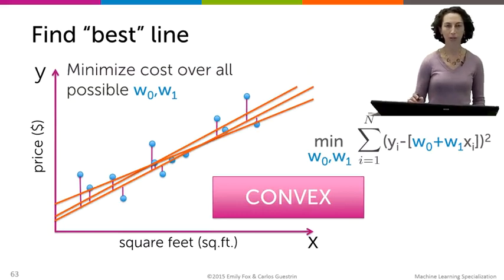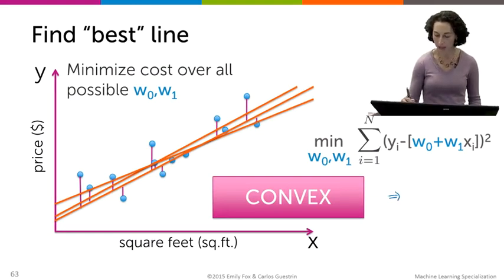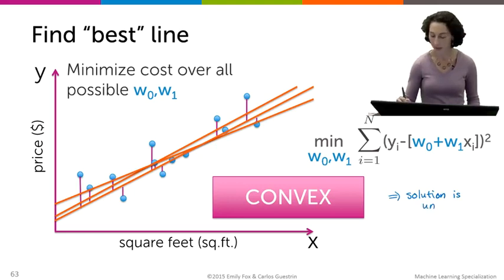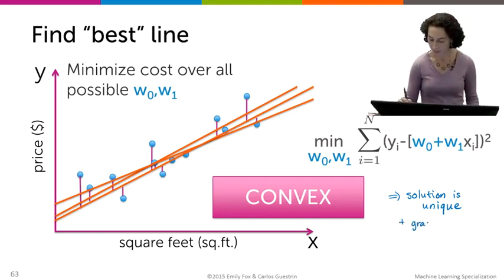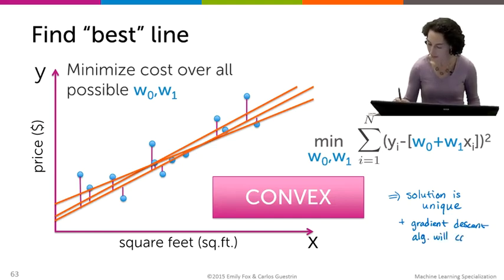So you can go and show that this is a convex function, and what this implies is that the solution to this minimization problem is unique. We know there's a unique minimum to this function. And likewise, we know that our gradient descent algorithm will converge to this minimum.